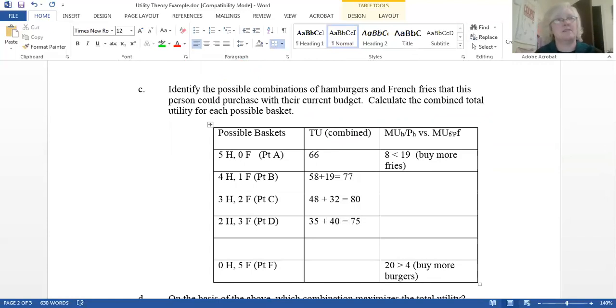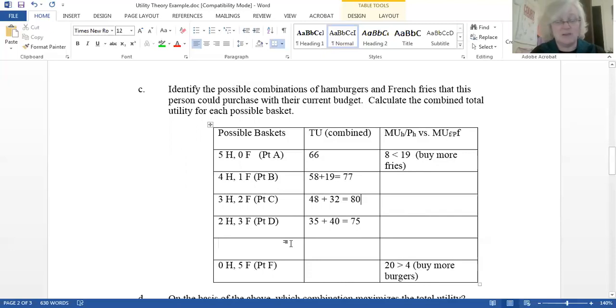Whoa, Nelly, as Keith Jackson would say, if you're a college sports fan. Now we've gone down. We've seen that we've gone from 80 level of happiness down to 75. So it's looking like point C is looking pretty good right now. This consumer likes having 3 hamburgers and 2 French fries, as opposed to the opposite, 2 hamburgers and 3 French fries. 80, better than 75. So far, point C is the favorite.